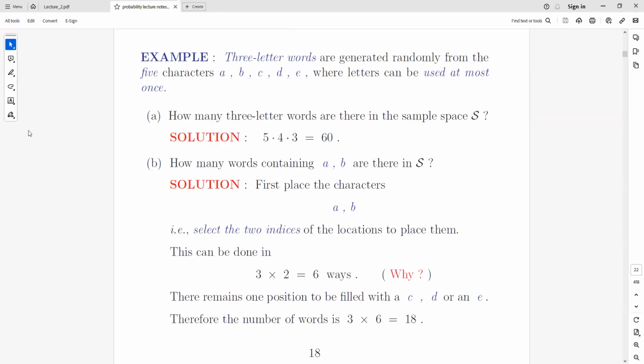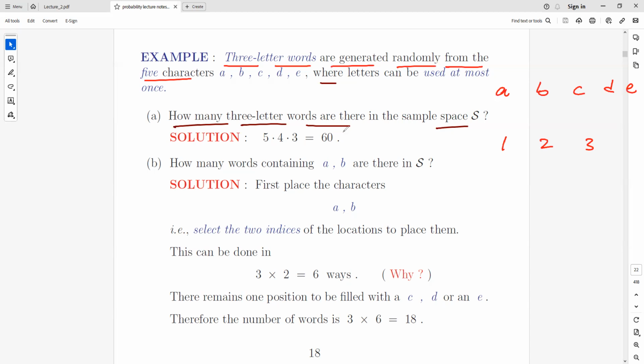Now look at this example: three-letter words are generated randomly from five characters. The characters are A, B, C, D, and E. So we generate a three-letter word, so right here, 1, 2, 3. Now the question is asking, where letters can be used at most once, how many three-letter words are there in the sample space S, right?